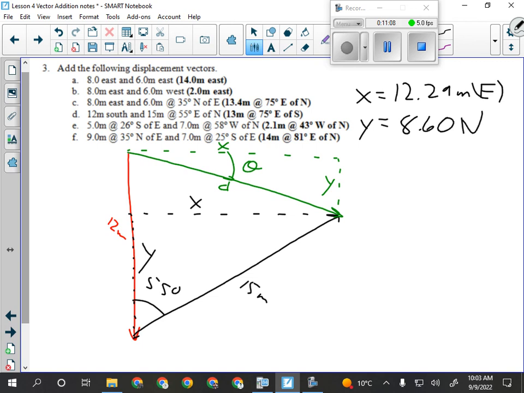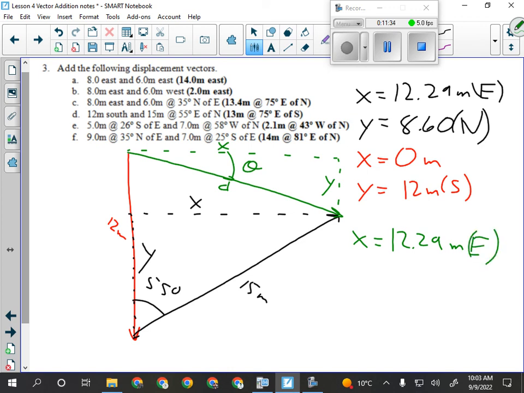Okay, and then we also have our x and y for the 12-meter line. x for the 12-meter line is 0 because it doesn't go east or west, and the y is 12 meters south. I always put those in just so that I keep them straight. All right, so now I've got my numbers. Now I can find my resultant x and y. My resultant x is just going to be the 12.29 because that's the only time I ever went east or west, so I don't have to do any extra math for that one. Then I've got to get my resultant y, which is going to be the 12 meters south minus the 8.6 meters north.